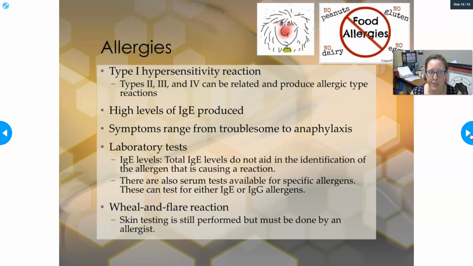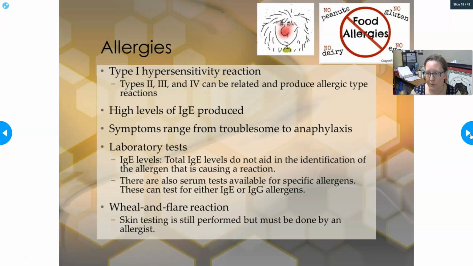In true allergies, you have high levels of IgE that are produced. The symptoms can range anywhere from troublesome to anaphylaxis. So troublesome would be, dang it, you have a runny nose and watery eyes now and you've got to go take some Benadryl, to anaphylaxis and, oh my goodness, you can't breathe, right? So for the lab tests, you can check for IgE levels. Although total IgE levels are not very useful because it doesn't tell you what you're reacting to.